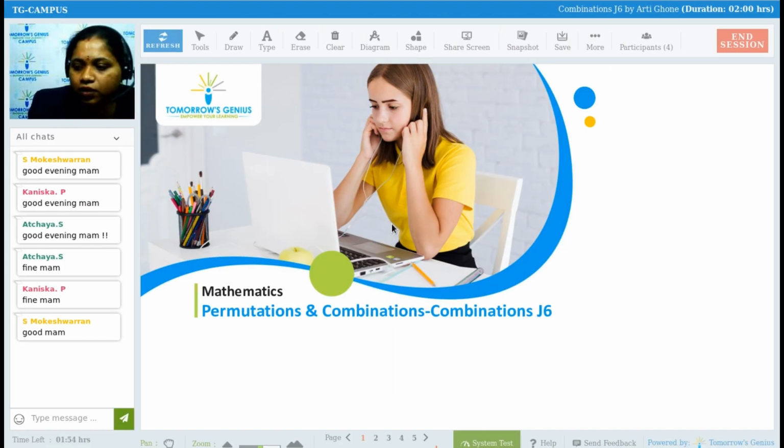Okay, let's start. Now, permutations and combinations. Under this segment, we have already seen the permutations, and I'm going to recall the patterns.